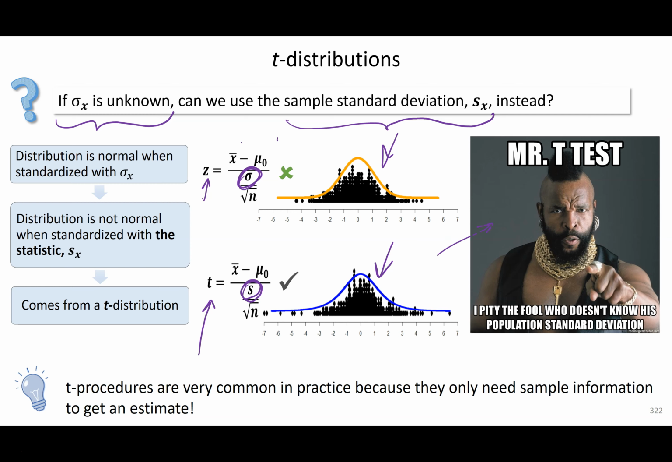So I found this. Surprisingly, I didn't make it. Somebody else did. Mr. T-test. I pity the fool who doesn't know his population standard deviation. So in practice, t-methods are very, very commonly used because it's very often the case that you want to estimate or test the average for a population and you don't know the standard deviation of the population. It's actually very rare that you know the standard deviation of the population. So any scenario where you have sample information only, t is a good way to go if you are testing for a mean.